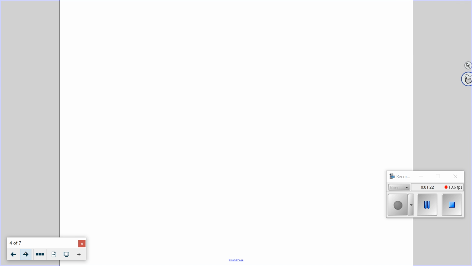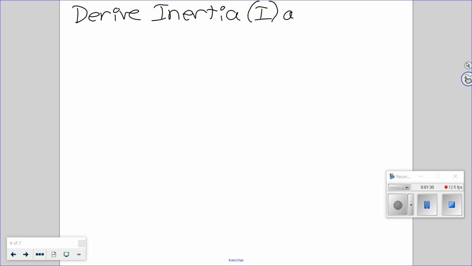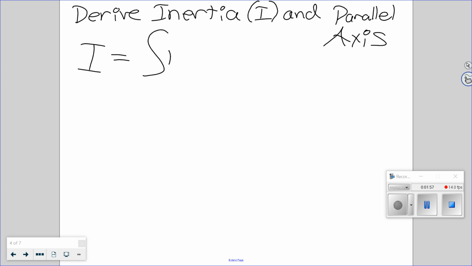So on College Board's equation sheet, here's what it gives you. I want the inertia. Oh, and parallel axis. If I do this carefully, the parallel axis theorem will just show right up in the equations.